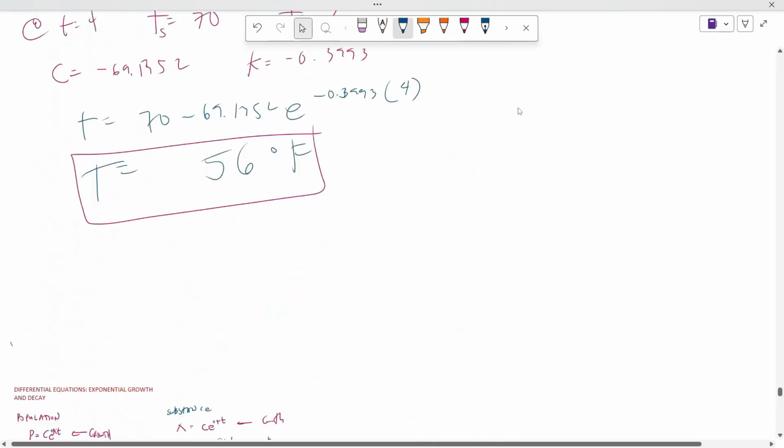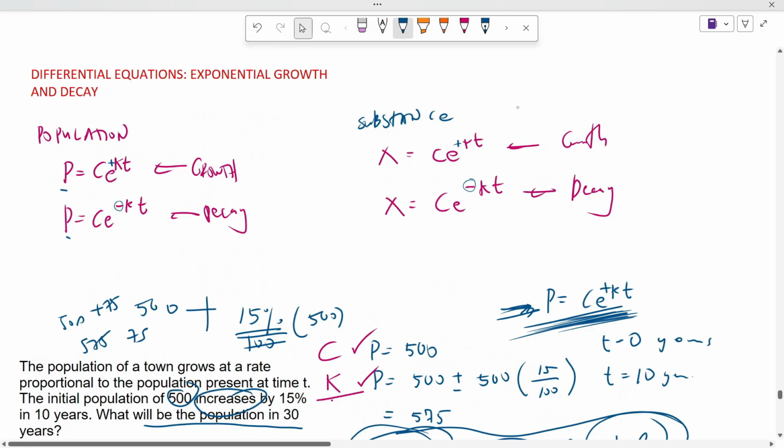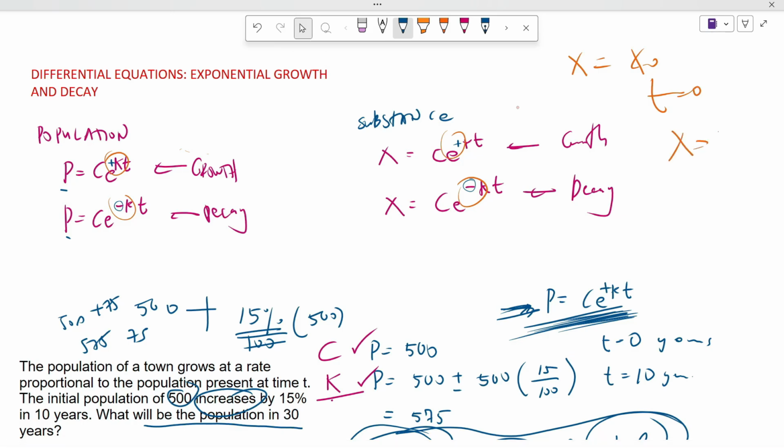So, a little background. These are the formulas. Positive for growth, negative for decay. If the problem doesn't say initial, it's automatically X sub O with time 0. If it does say initial, for example 50 with time 0, guys, it depends on the problem, so just read carefully.